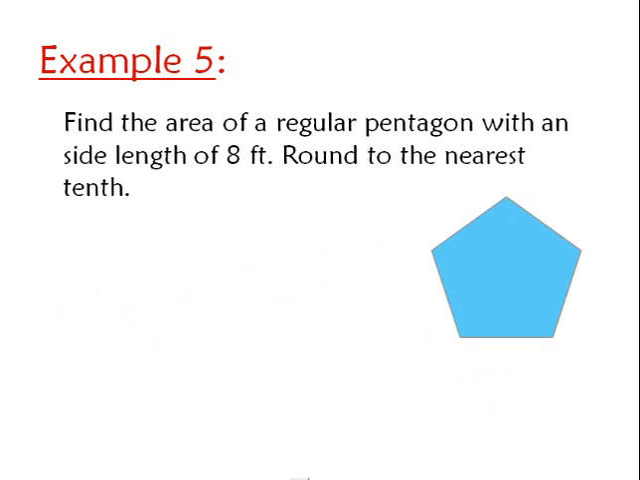Okay, let's go ahead and move on to the next one. Example 5. Find the area of a regular pentagon with a side length of 8 feet. Round to the nearest tenth.